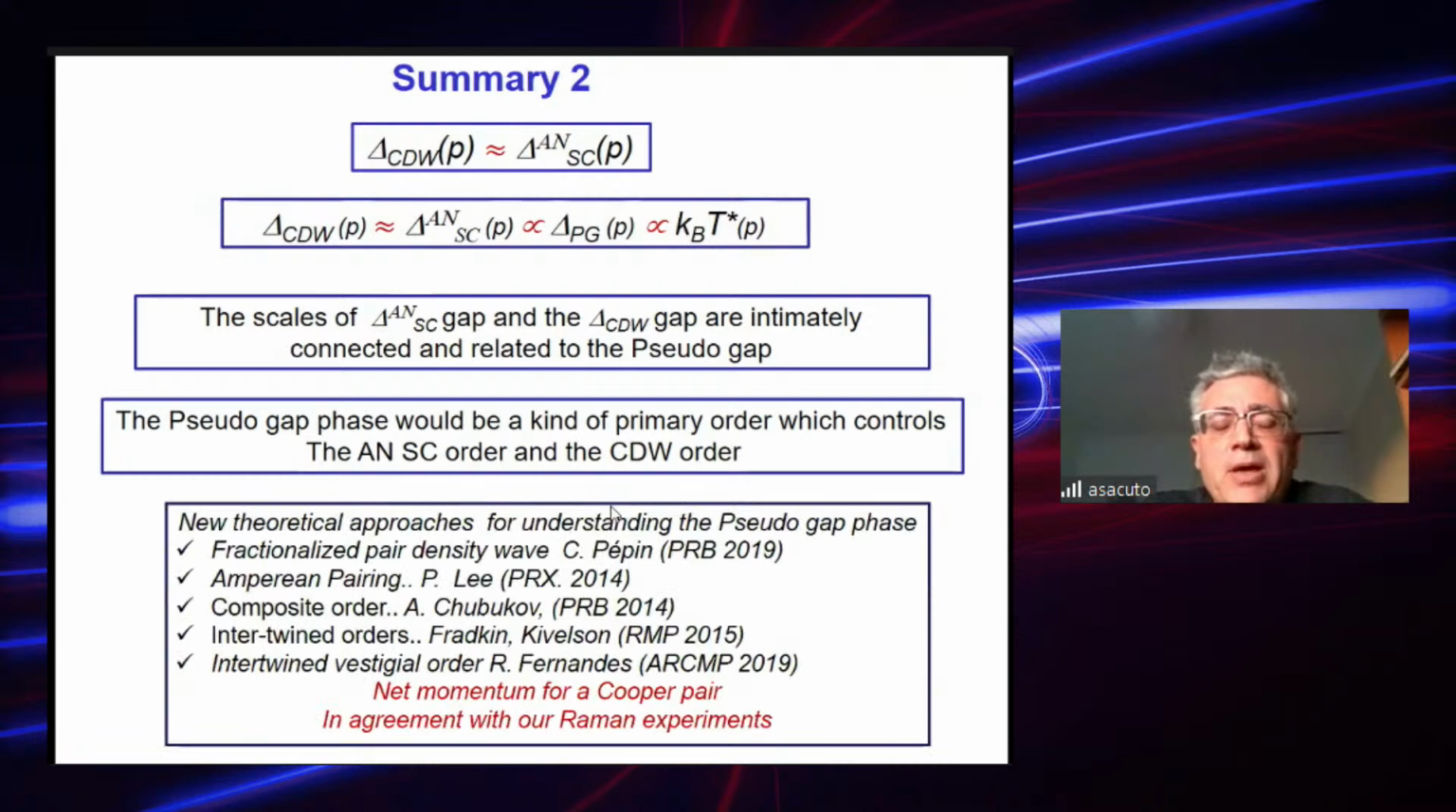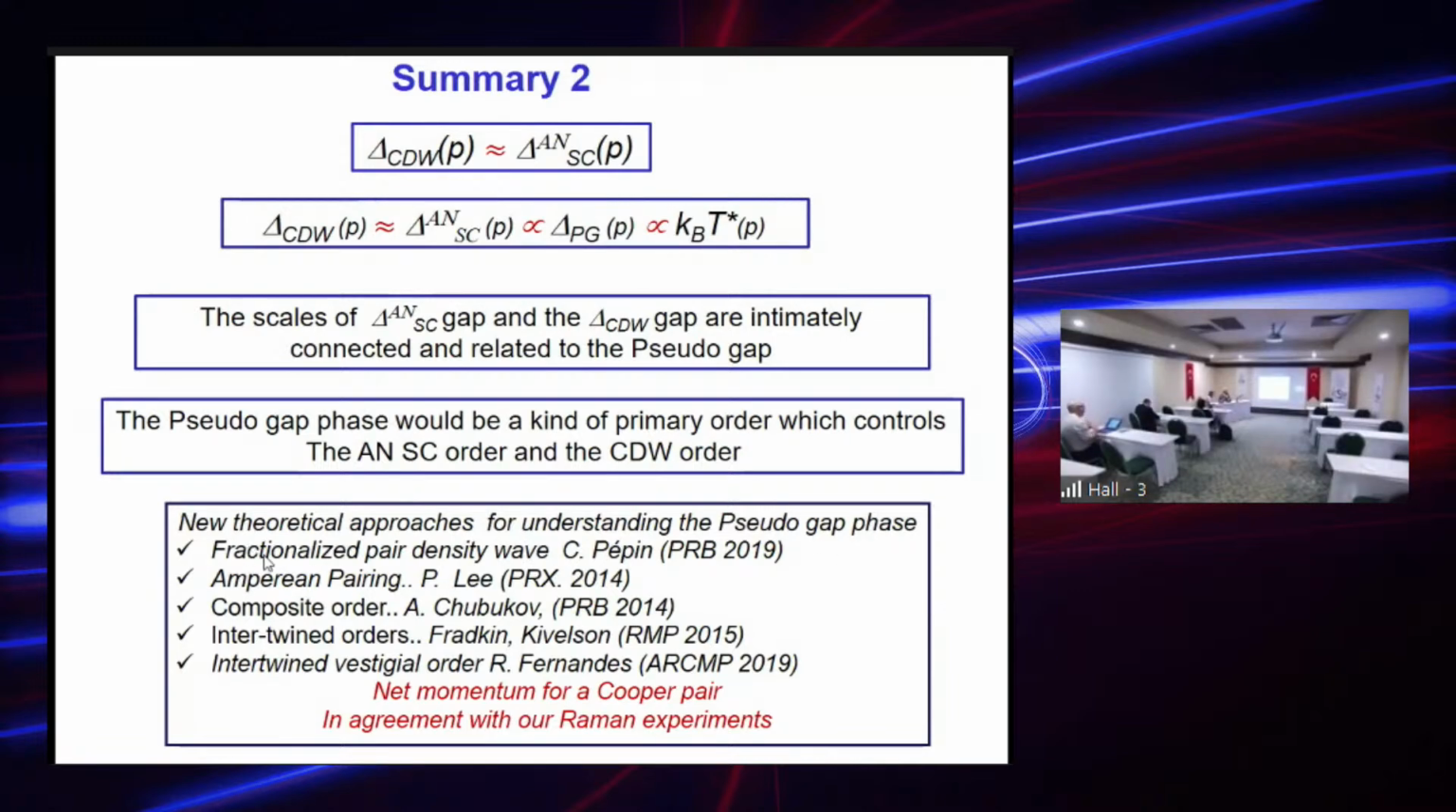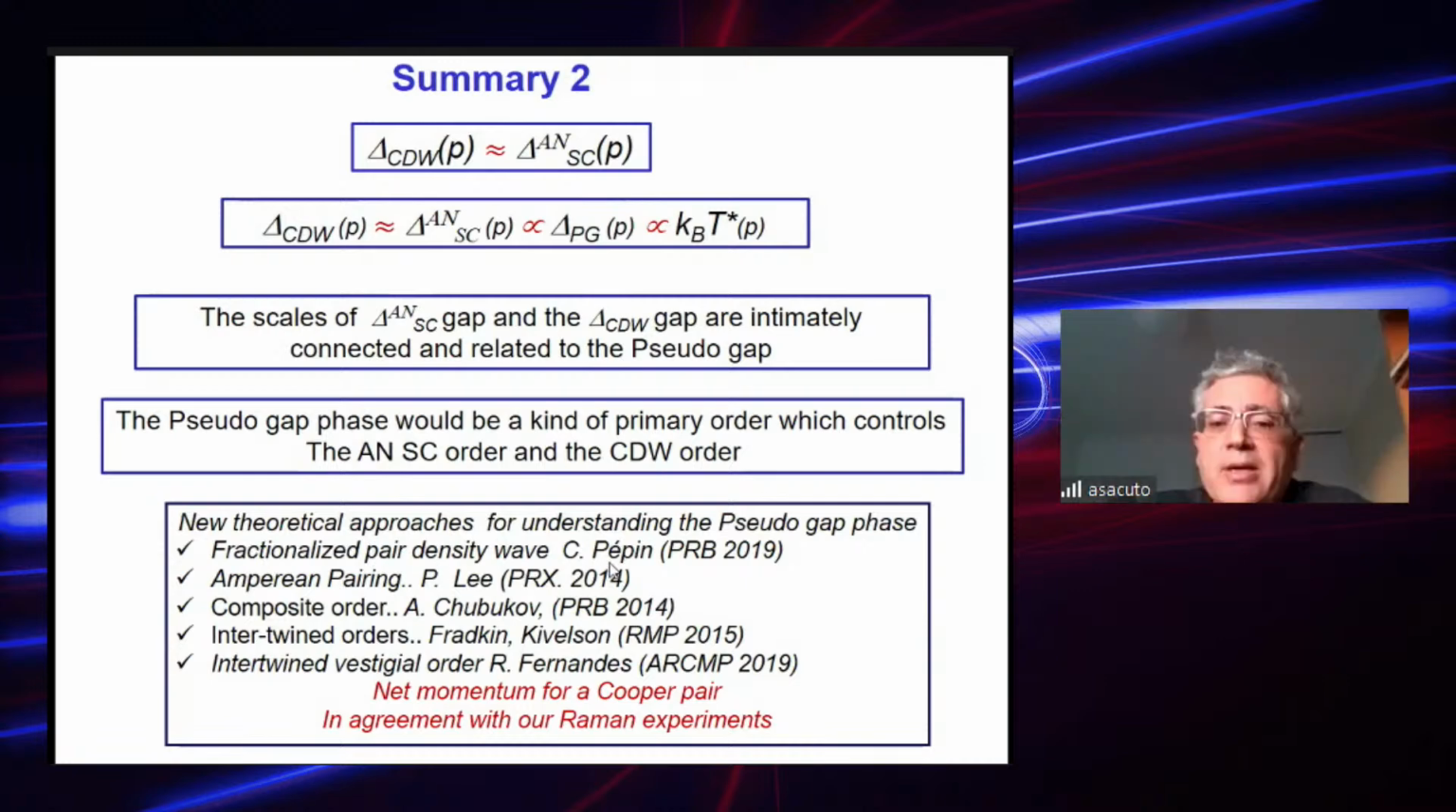And this paves the way for new theoretical approaches for understanding the pseudogap phase, such as the fractionalized charge density wave proposed by Pepin, and there are also other proposals by Patrick Lee about Ampere and Perrin, etc. And all these theories have a common point. They propose that there is a net momentum for Cooper pairs which allows to combine superconducting order and the charge density wave. And this is in agreement with our experiment.